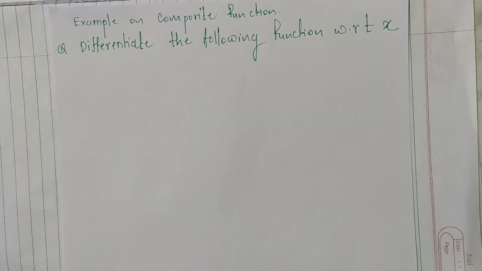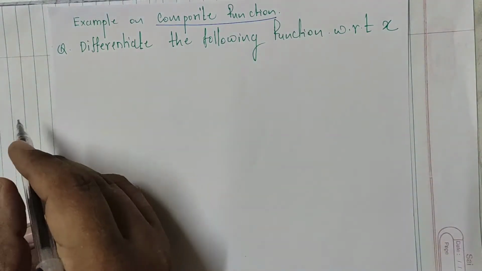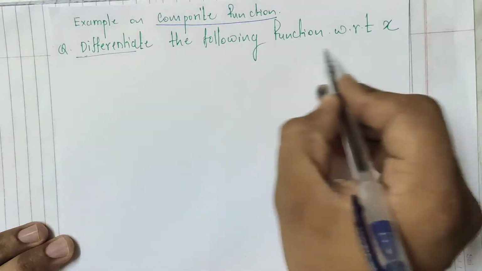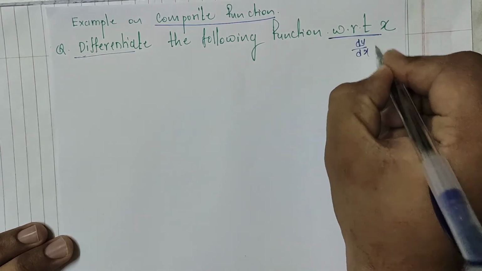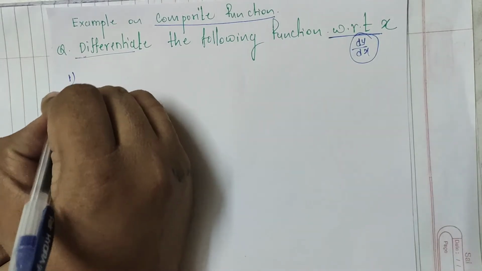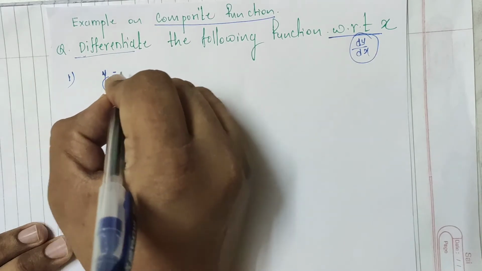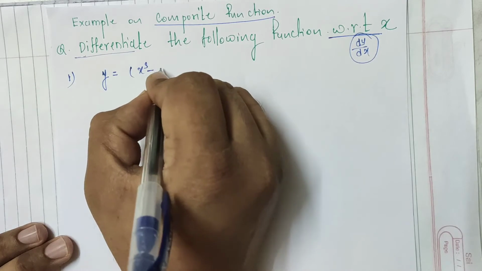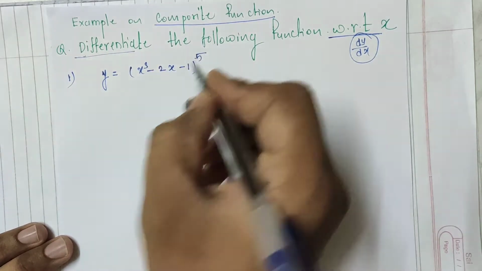Now here we will learn how to differentiate composite function problems. Examples on composite functions. First question: differentiate the following function with respect to x, which means we have to find dy upon dx. First question, y is equal to (x cube minus 2x minus 1) raised to 5.